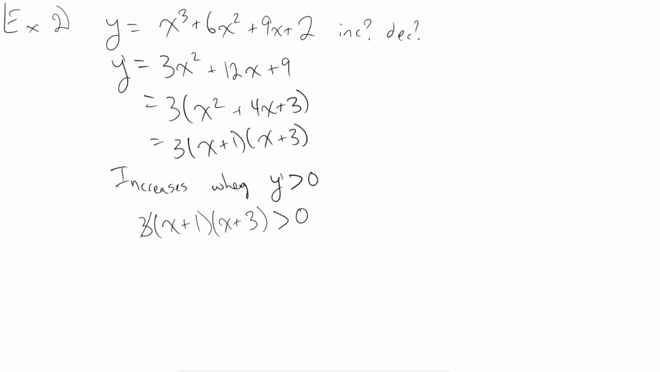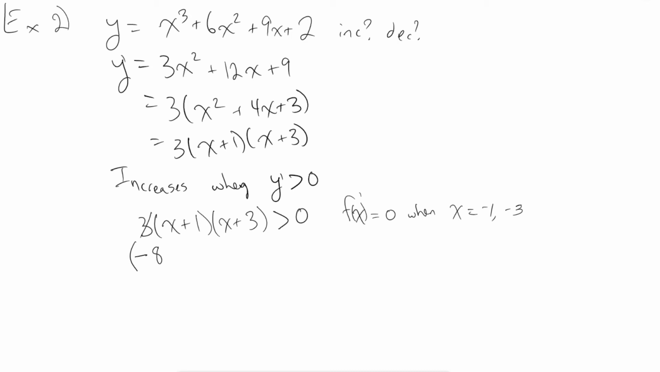We want points on the graph where it's greater than 0. So this tells us that there are 3 different intervals on our graph, just solving from our answer. We know that f prime x is equal to 0 when x is equal to -1 and -3.